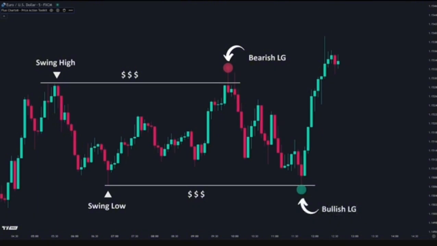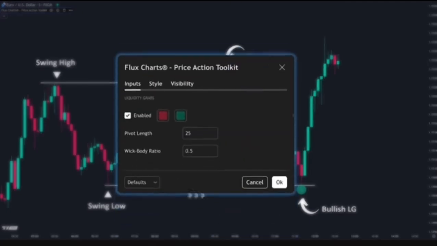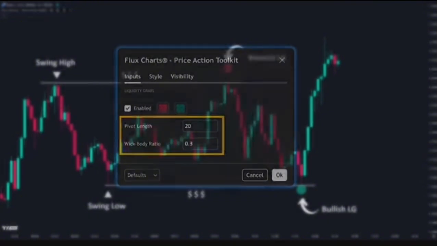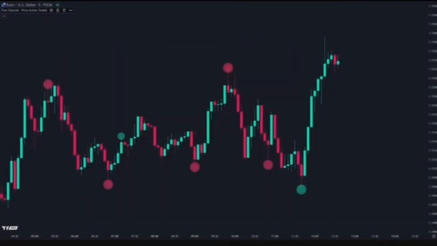Liquidity grabs highlight areas where the market sweeps stop losses before reversing direction. These signals can be powerful for trade entries, especially when combined with other concepts. If you decrease the pivot length and wick body ratio, the indicator identifies more liquidity grabs because it becomes more sensitive. This means it will catch smaller wicks and more price movements that could be signs of liquidity being taken.